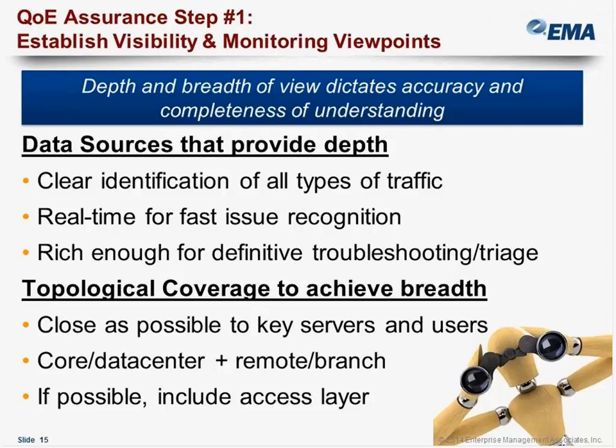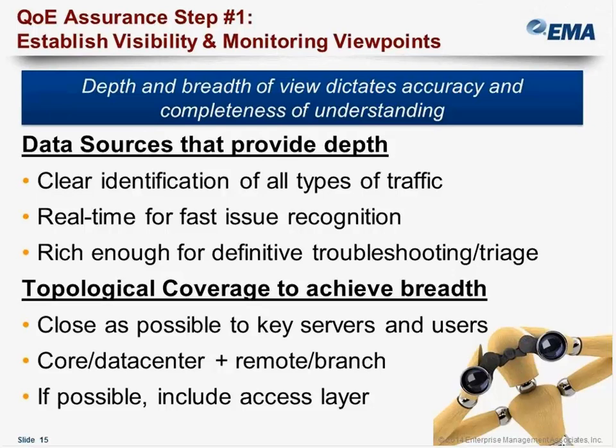The other aspect of this is coverage, topological coverage, the breadth of viewpoint. You can drop in instrumentation that'll be very deep and only do it in the data center, and that'll tell you a lot, but it's not going to tell you what's going on out at the branch where the end users are. Remember, we're trying to understand what's happening with the human experience, where the mammals are out there, and they're out in the branches typically, or they may be. So not only do you need to put your visibility points close to the central servers, but you also need to put them out where the users are as much as you can.